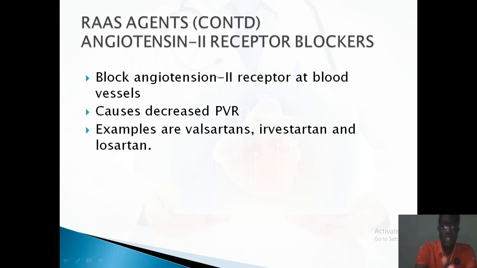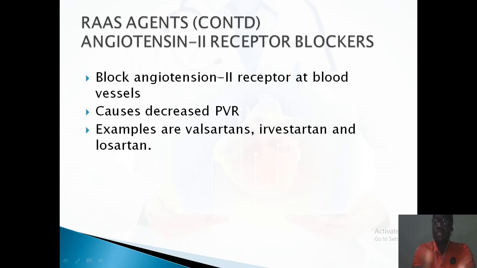You get? Because of that, since angiotensin 2 is not functioning the way it should, there's decreased vasoconstriction, and of course vasodilation is now increased, so there will be decreased peripheral vascular resistance.